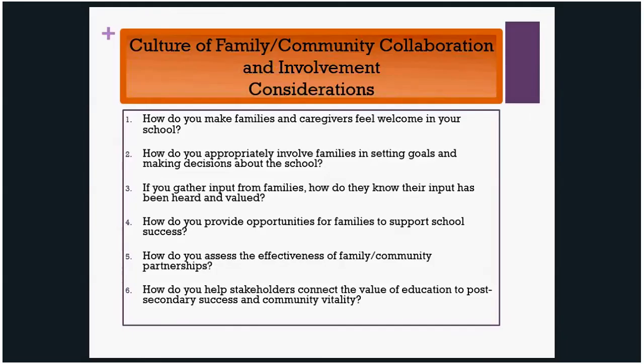Some questions for consideration. How do you make families and caregivers feel welcome in your school? How do you appropriately involve families in setting goals and making decisions about the school? And if you gather input, how do they know their input has been heard and valued?